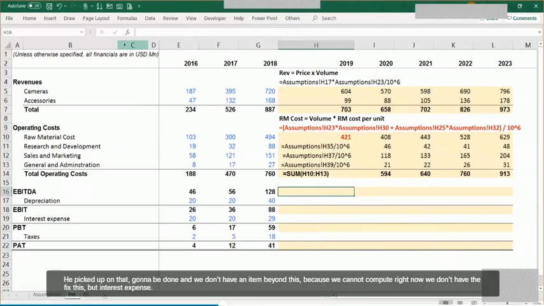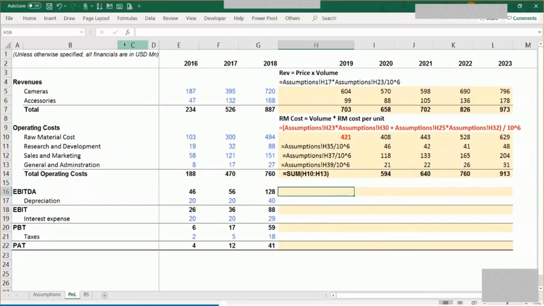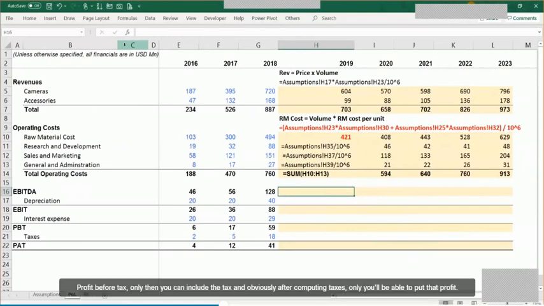The delta of that is going to be EBITDA, and we don't have an item beyond this because depreciation we cannot compute right now. We don't have the fixed assets part. Interest expense we cannot compute right now because I don't have the debt component, and the taxes also obviously would be computed once you have the profit before tax. Only then you can compute the tax amount, and obviously after computing taxes only you will be able to put the net profit after tax.